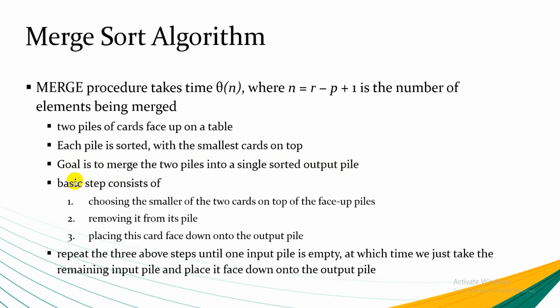Okay. What are the basic steps? The basic steps are choosing the smaller of the two cards on top of the face up piles. So we'll choose the smaller from the two piles, or from the two subarrays. We'll choose the smallest element and remove it from its pile, and then place this card in the output pile. Then again from the two, we will choose the smallest. Every time we choose the smallest until this is done.